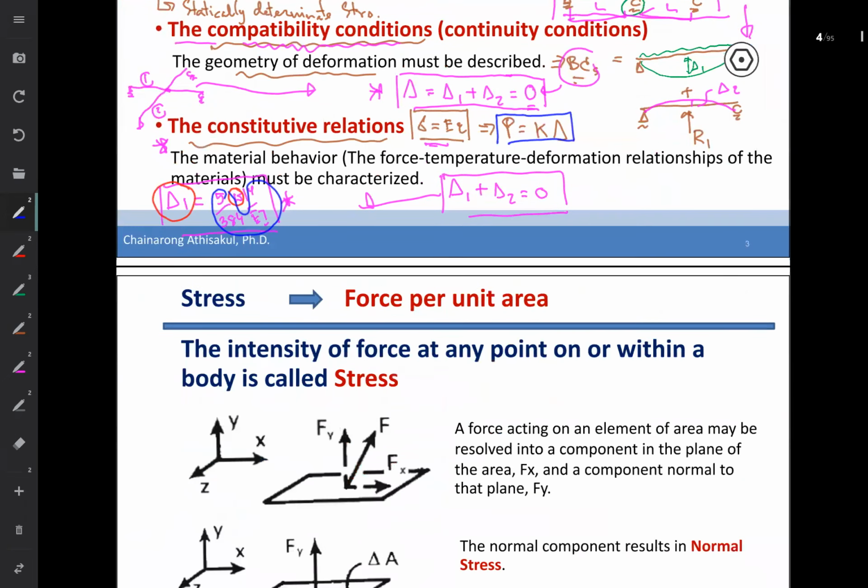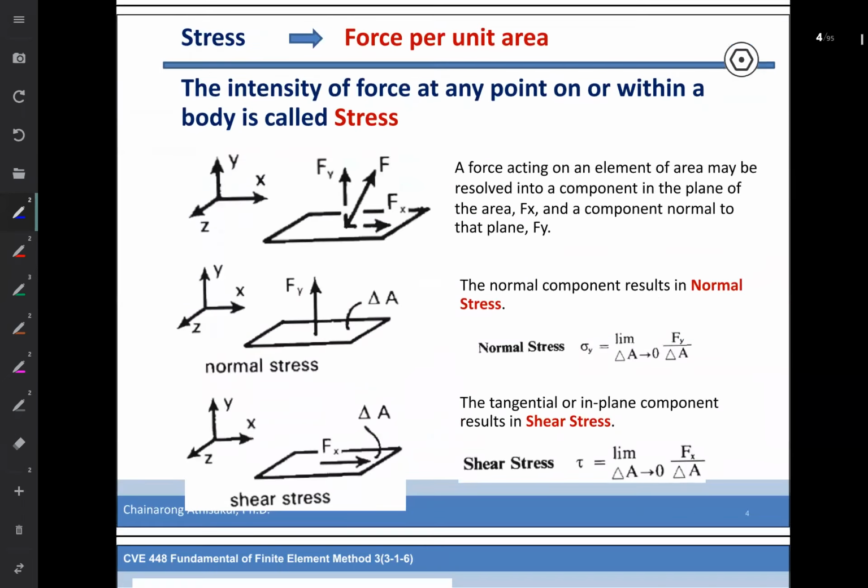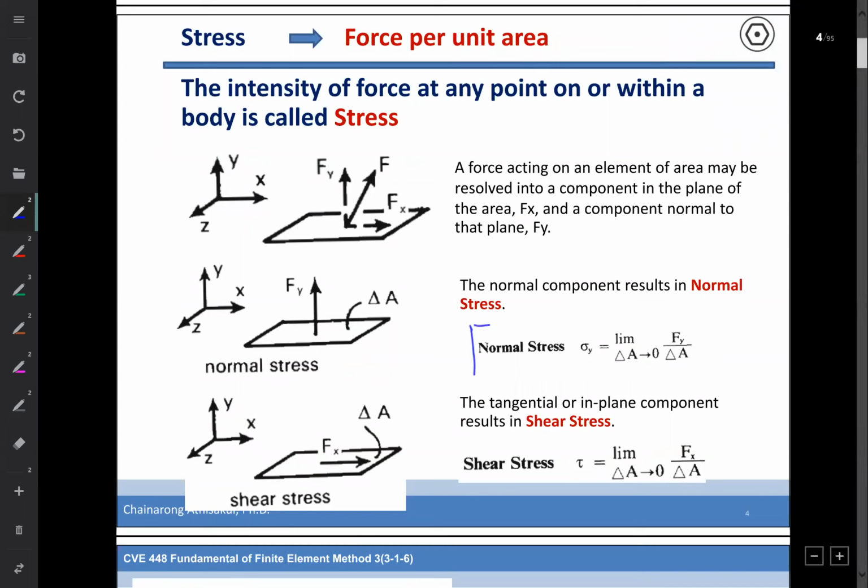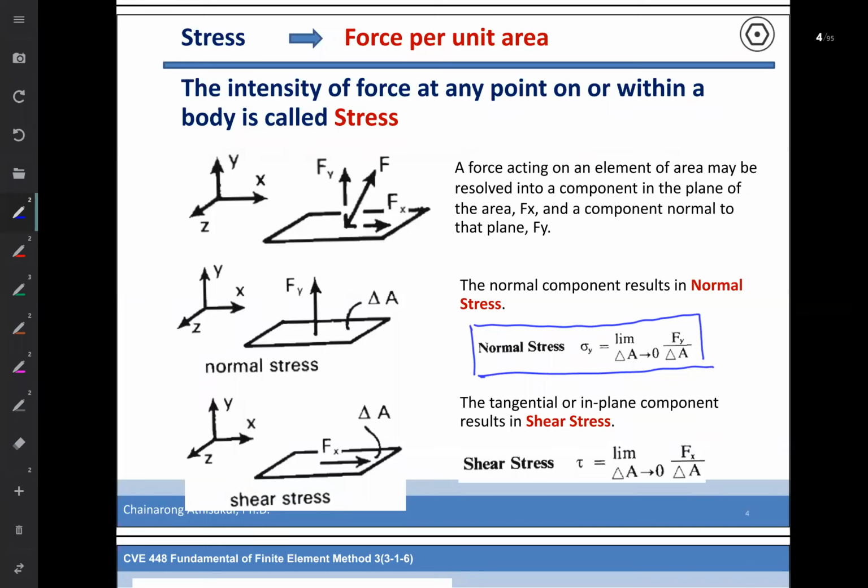Okay. And then if we come back to the mechanics of materials, we already know that the normal stress is defined by the force per unit area. Okay, the force that is perpendicular to the plane, to the plane cross section. And if we find the force per unit area, we will obtain the normal stress. Okay, we call this normal stress, that is perpendicular to the area that we focus on.